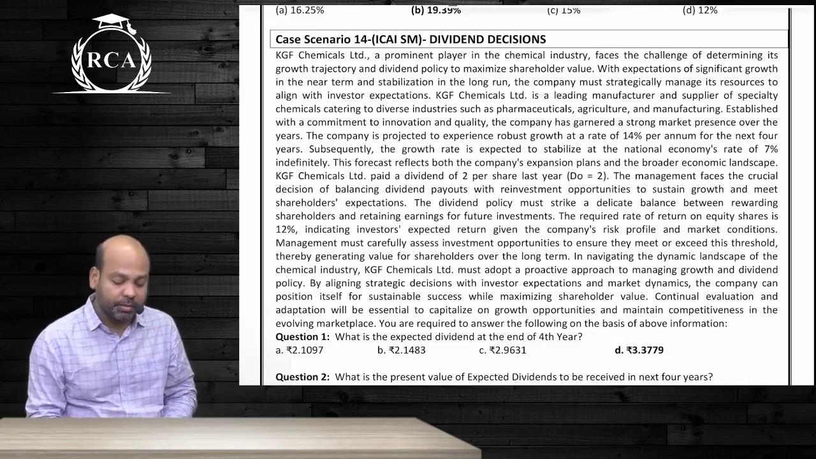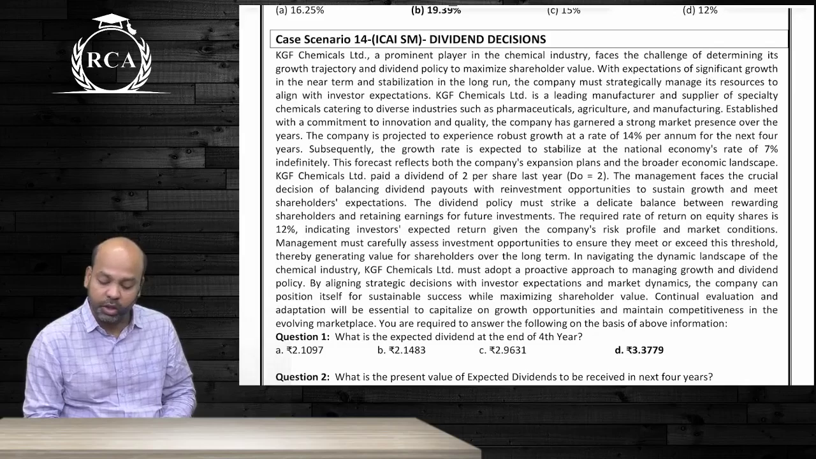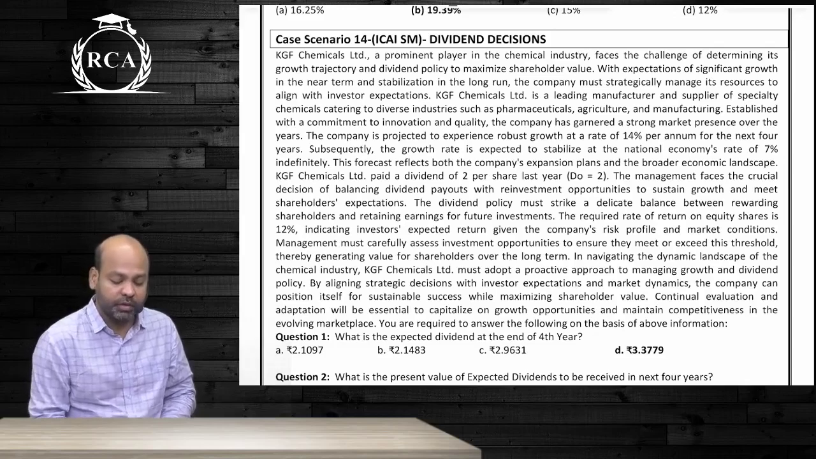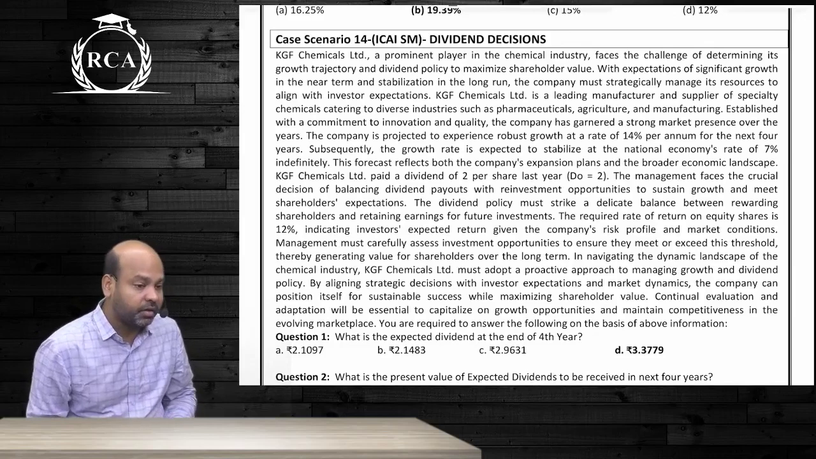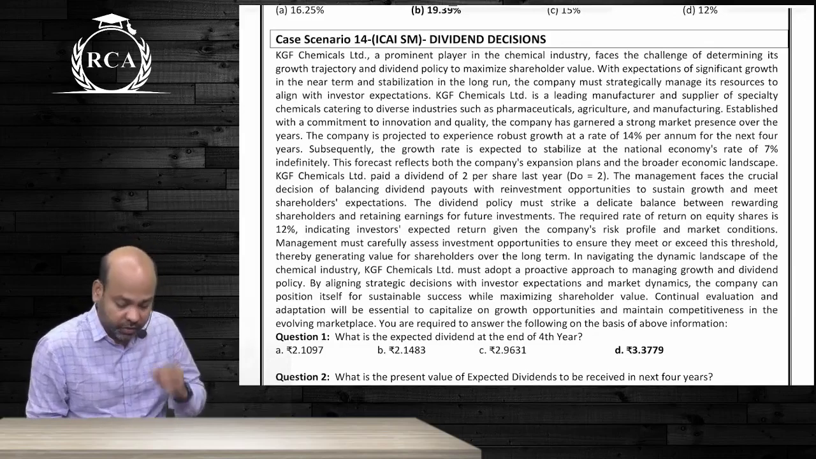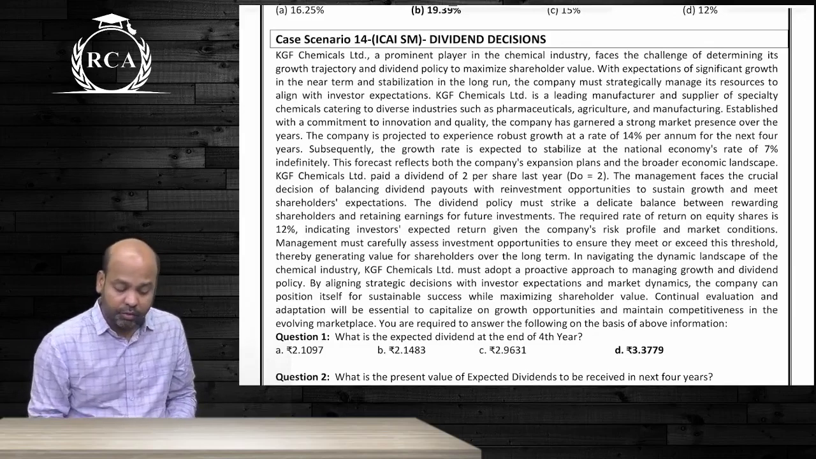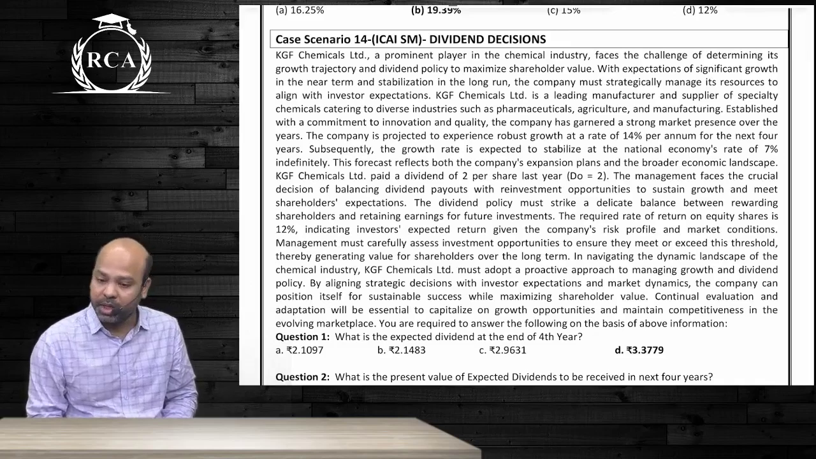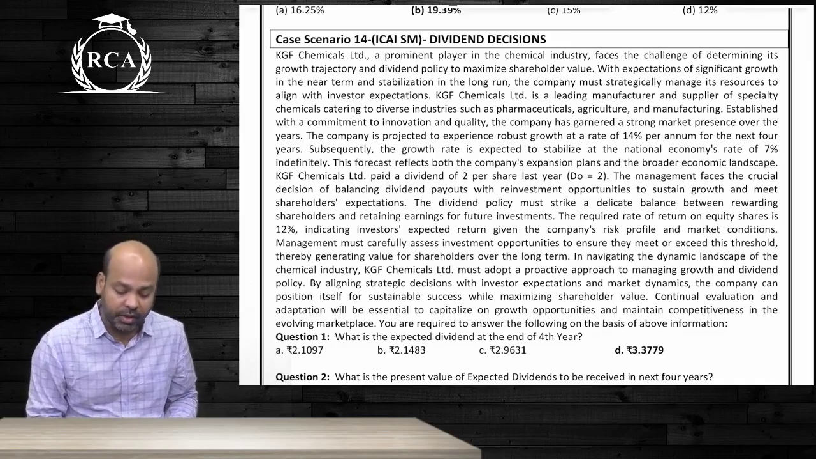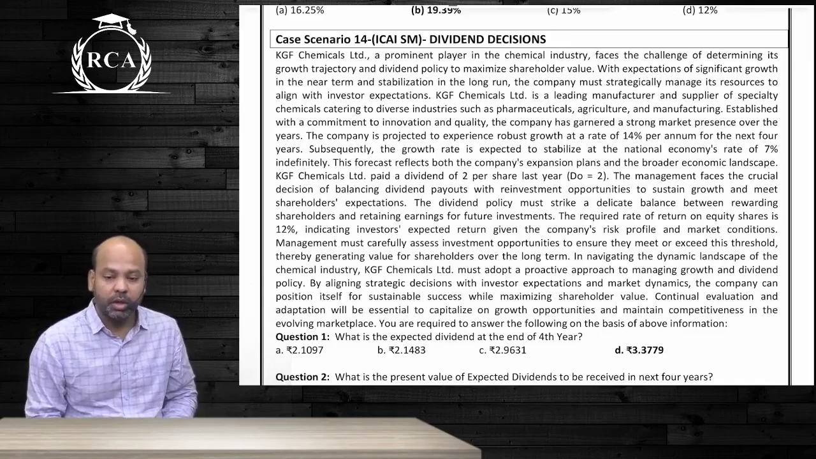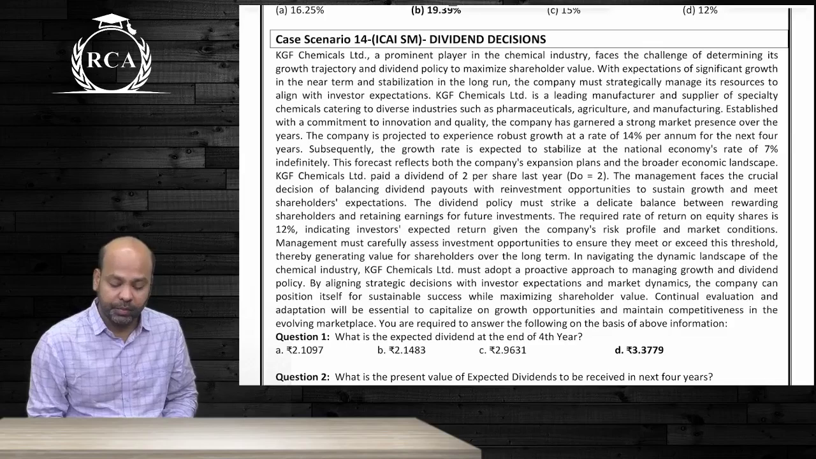The company is projected to experience robust growth at a rate of 14% per annum for the next 4 years. So this is relevant, guys. Growth rate is going to be 14% for the next 4 years. The forecast reflects both the company's expansion plans and the broader economic landscape. KGF Chemicals has paid a dividend of 2 rupees per share last year. So D0 is 2 rupees.